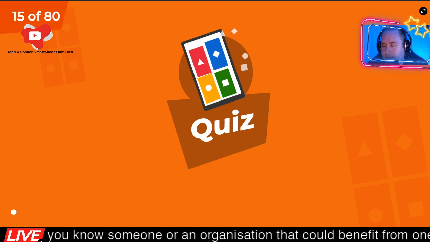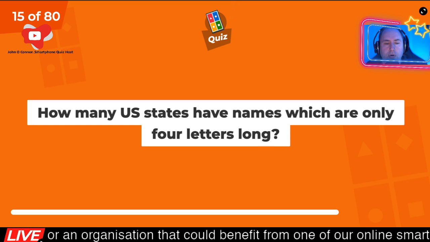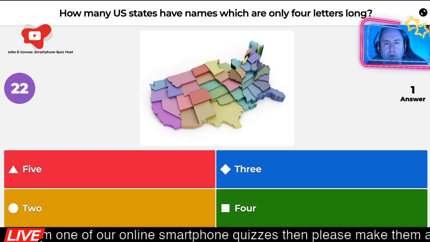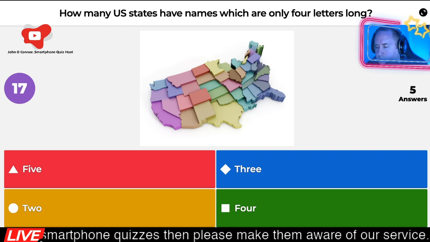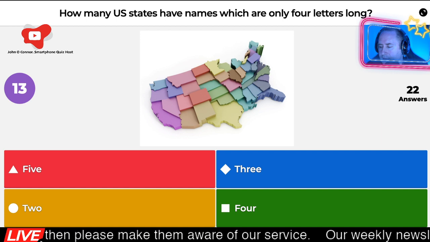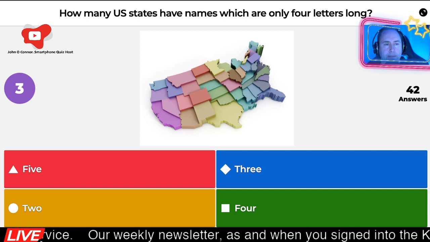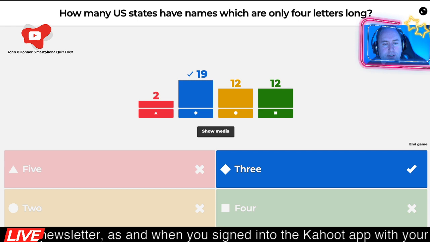How many US states have names which are only four letters long? Is it 5, 3, 2, or 4? So how many US states have names which are only 4 letters long? One. 19 correct answers with that. 3 is the correct answer.